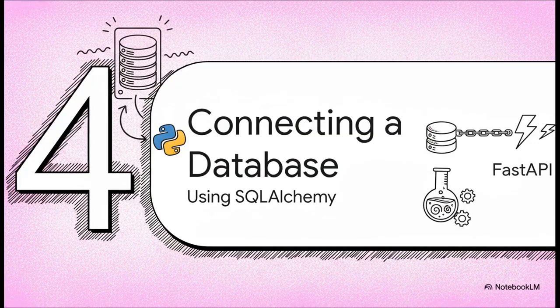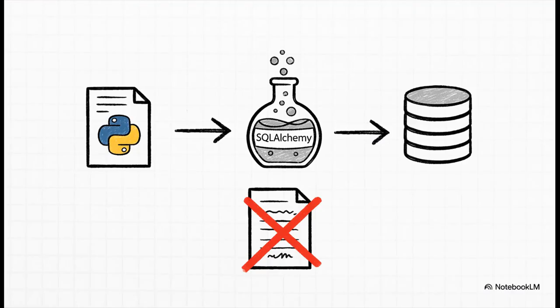All right, let's get a little more real world. A simple hello world is great, but actual applications need to save data somewhere, right? They need a database. So let's see how FastAPI hooks up to one using a really powerful library called SQLAlchemy. To do this, we use something called an ORM, which stands for Object Relational Mapper. Now that sounds way more complicated than it is.